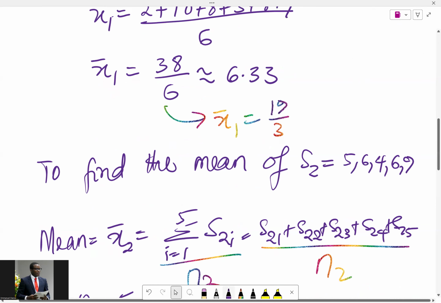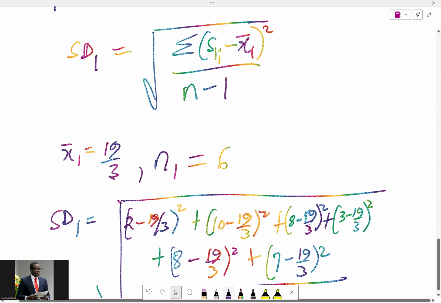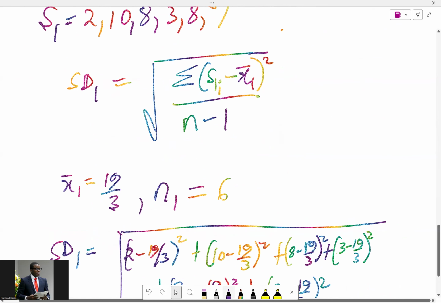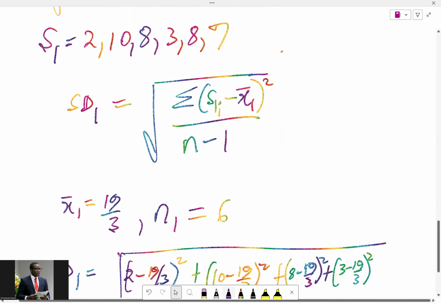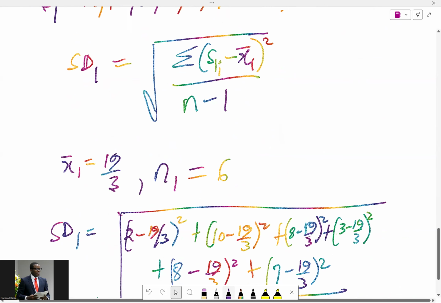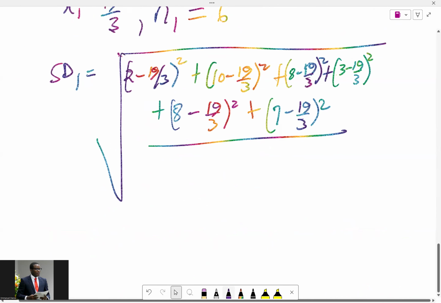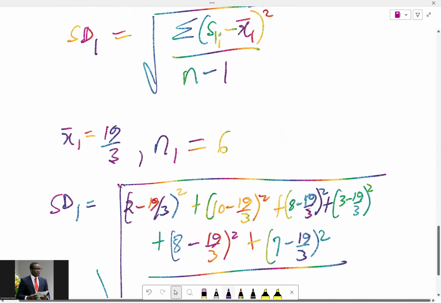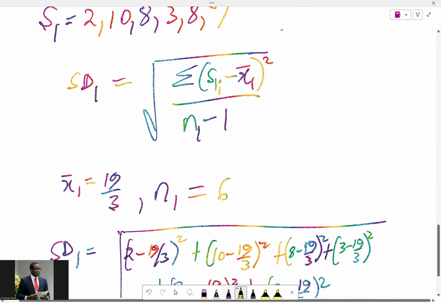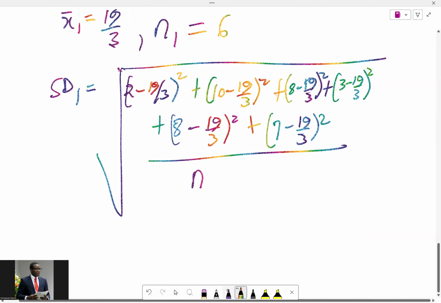Okay, so here, still talking about SD1. So that's each of those things. 2 minus 19 over 3 squared plus 10 minus 19 over 3 squared plus 8 minus 19 over 3 squared plus 3 minus 19 over 3 squared plus 8 minus 19 over 3 squared plus 7 minus 19 over 3 squared. All of that divided by n1 minus 1. So n1 is 6 here, 6 minus 1.